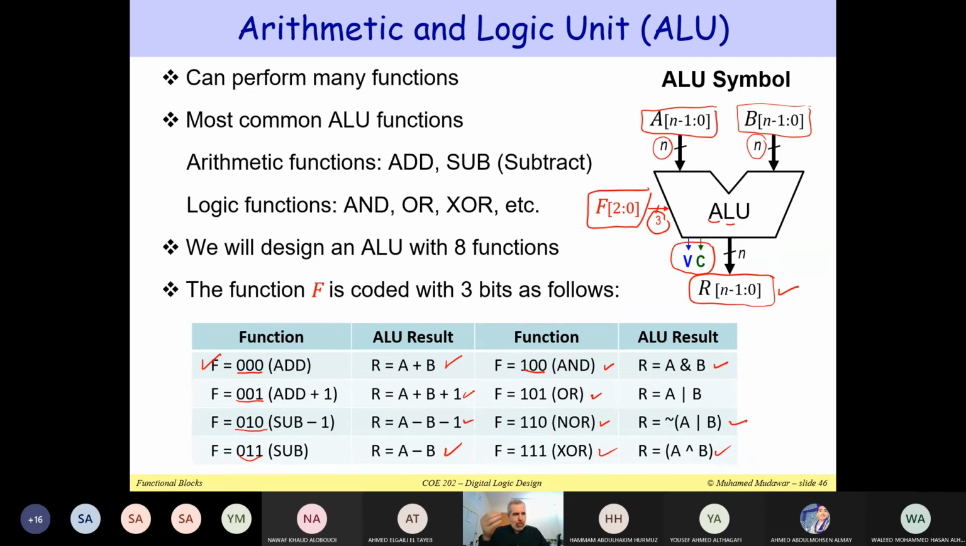I'm not going to do it now because I'm running out of time, but let me ask you this last question. If I would like to design this ALU, how many adders do I need inside this ALU? How many adders do I need?